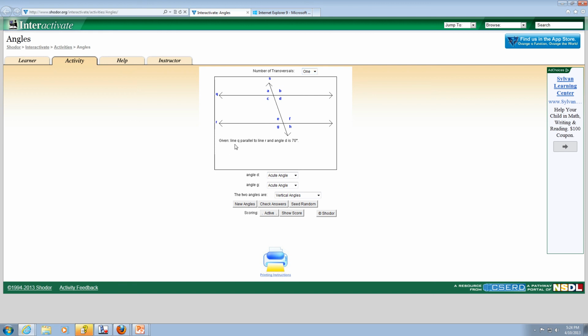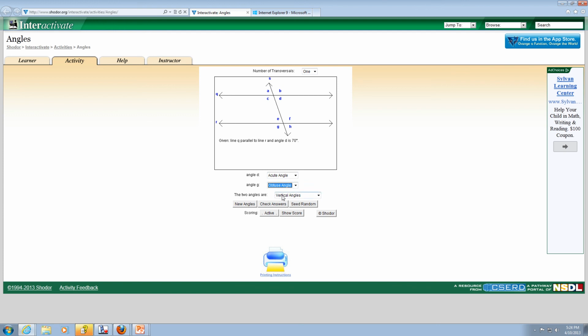It gives us that line Q is parallel to line R. If angle D is 70 degrees, we want to find information about angle D and angle G. Angle D, if it's 70 degrees, is it acute, obtuse, or right? Hopefully, you said acute. Angle G then is an obtuse angle when looking at the picture.